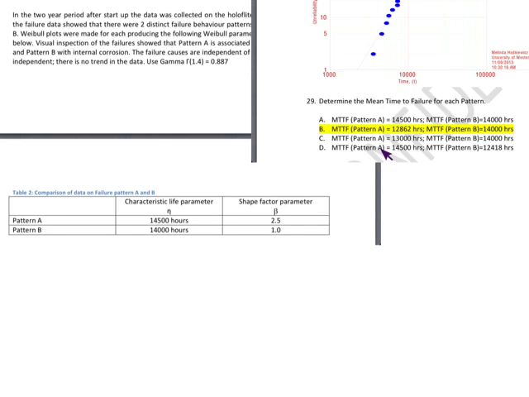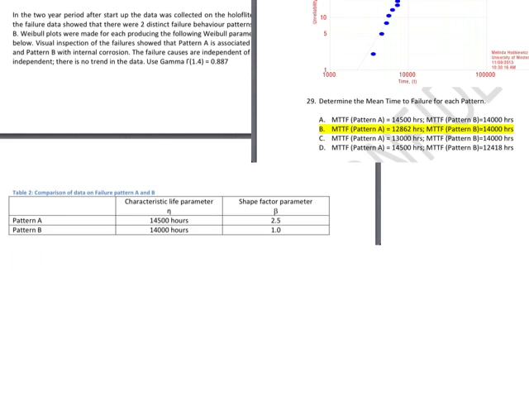So we were asked to find the mean time to failure for each pattern, and the correct answer is given there. The information that we needed was above the table for pattern A and B, showing that it was a Weibull distribution, and those are the parameters. And then we also needed at the bottom of the previous page, that was easy to sneak past without seeing it, that gamma of 1.4 is equal to 0.887. And once you've got all that information, it's a relatively straightforward question.